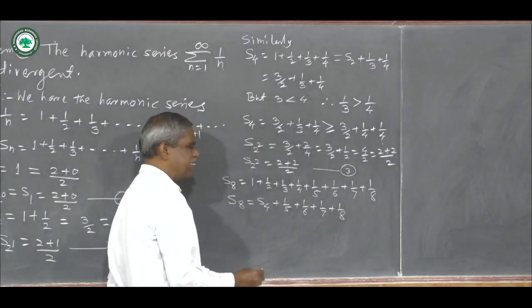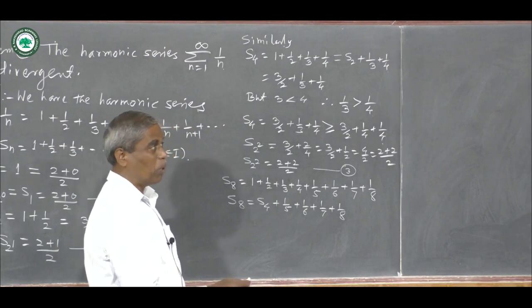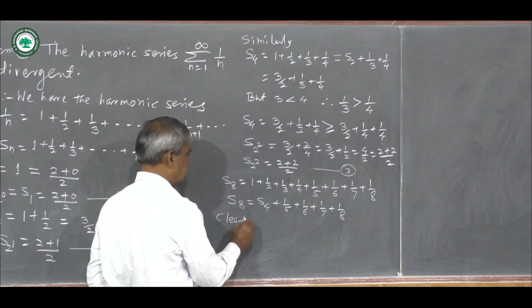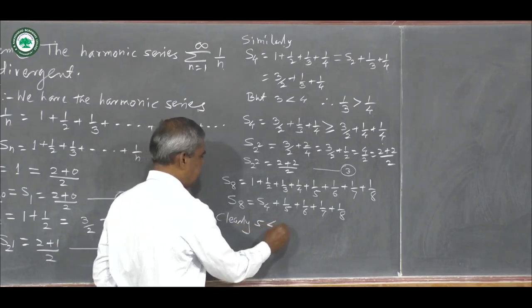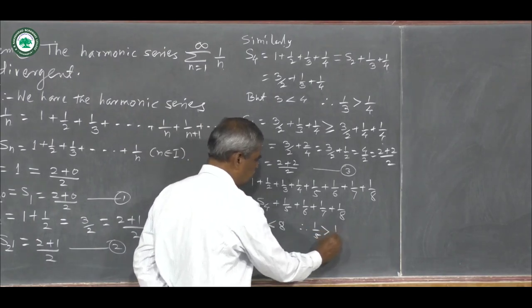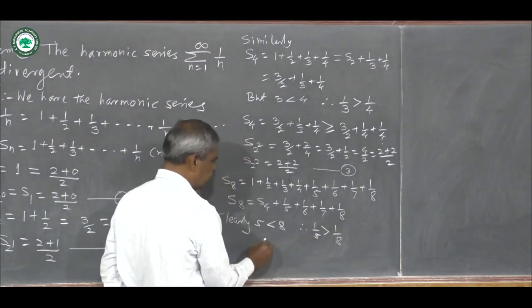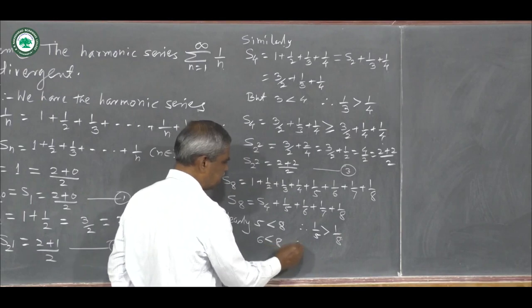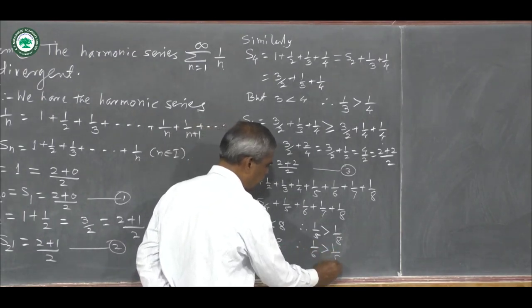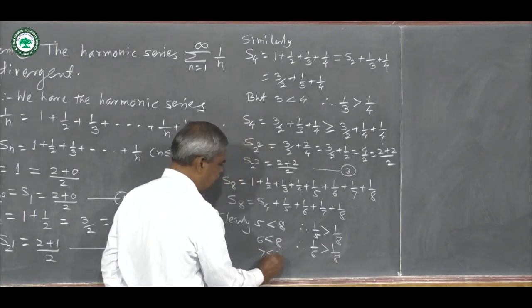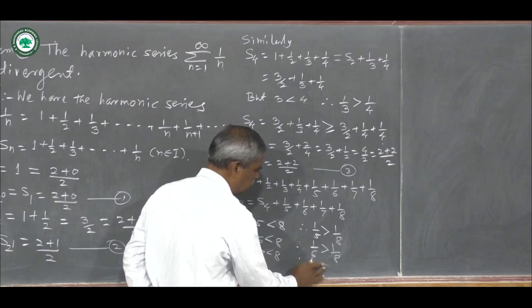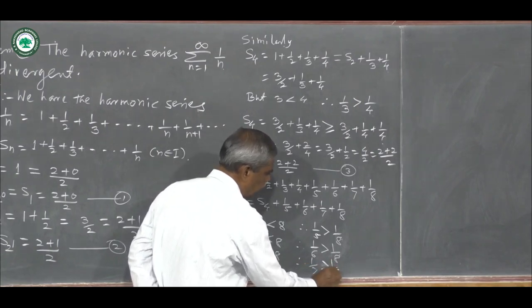Clearly, 5 is less than 8. Therefore, 1 by 5 is greater than 1 by 8. 6 is less than 8. Therefore, 1 by 6 is greater than 1 by 8. 7 is less than 8. Therefore, 1 by 7 is also greater than 1 by 8.